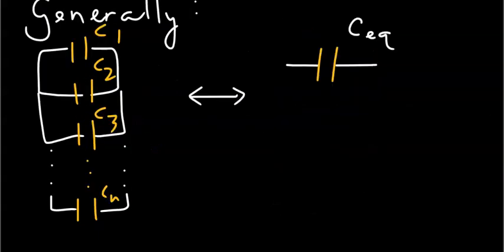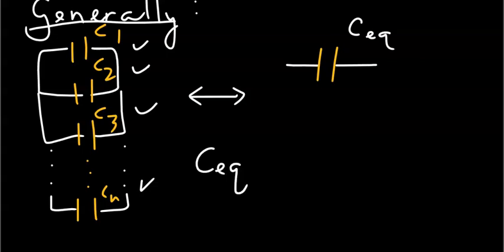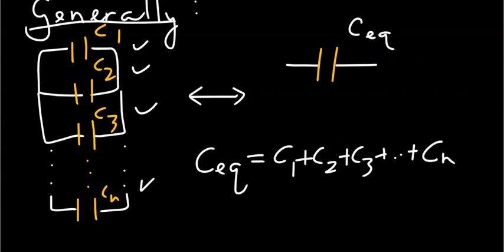Thus, generally, if you have n capacitors in parallel, as shown, the equivalent capacitance for such a circuit is quite simply C1 plus C2 plus C3 all the way up to Cn.